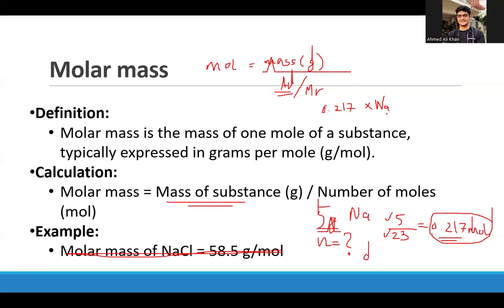Let me open up my calculator. That gives me 1.3 times 10 power 23. That's how many particles of sodium there are in 5 grams of sodium or 0.217 moles of sodium. Understood? Did you understand so far?